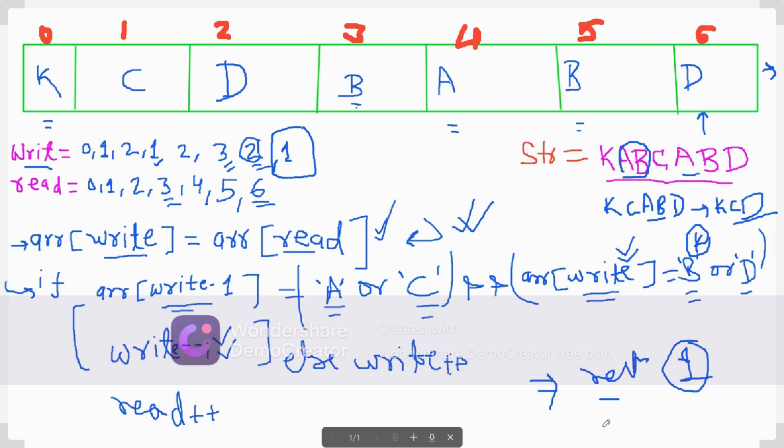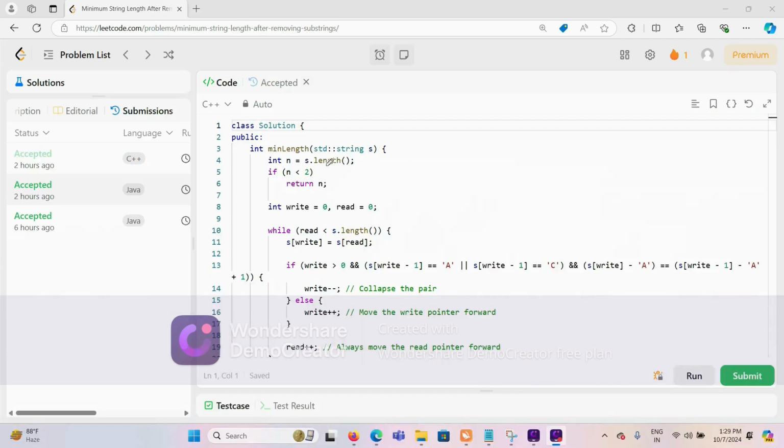Let me show you my corresponding code for it. So see here, first of all I'm just getting the length of this string. If it is less than 2, then I'm returning n, because anyway we wouldn't have any removal possibility. So we'll return the length as it is. Then we have these 2 pointers, write and read. While read is less than s dot length, what we are doing is s at write equal to s at read. So first of all we are assigning whatever is there at read to the write pointer.